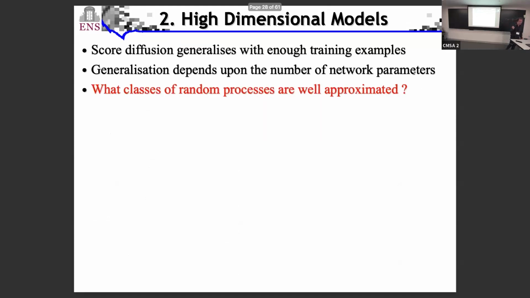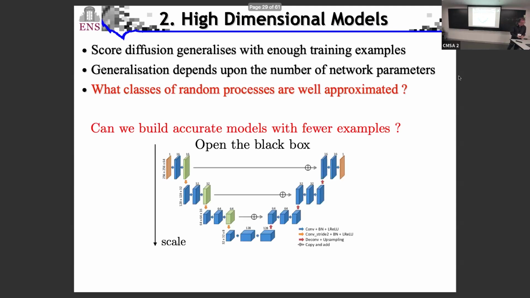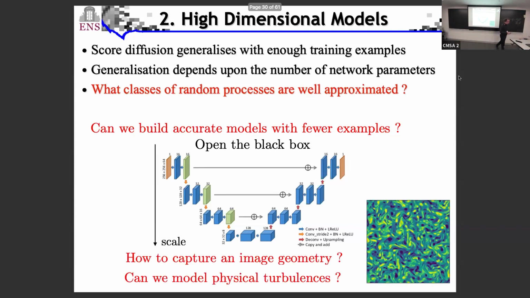Okay, so let's come back now to the question of why we can indeed estimate such a random process, and it generalizes, but what kind of random processes are well approximated by such a structure and neural network? So that requires opening the black box. And one question is whether we can build, in the case of physics applications, models with many fewer examples than what I have been showing in the case of faces or bedrooms. So let's observe again that one very important parameter in this architecture is scale. And that's what I'm going to speak about.